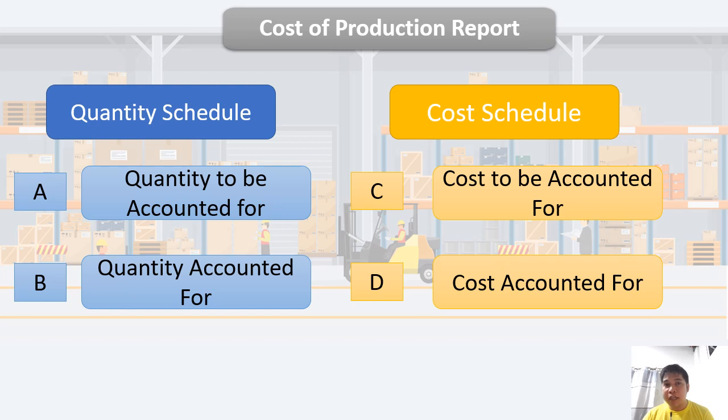So when we prepare a cost of production report, all 4 components must be complete. A, quantity to be accounted for. B, quantity accounted for. C, cost to be accounted for. And D, cost accounted for.